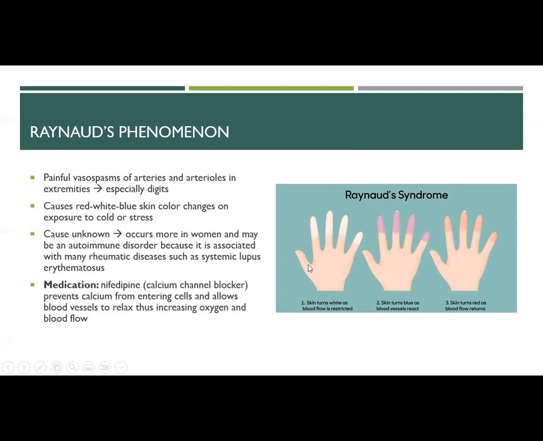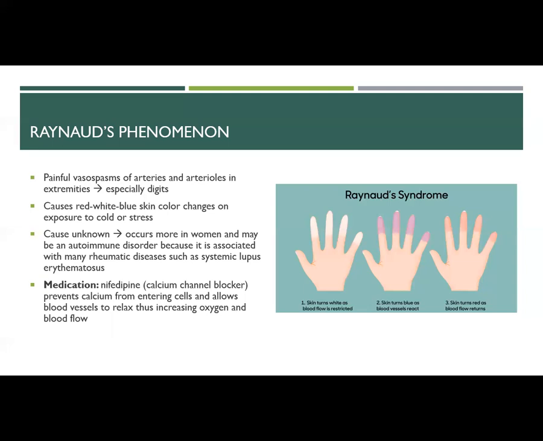So if they're very cold or very stressed, they'll have this Raynaud syndrome. The cause is unknown, but it does occur more in women and may be an autoimmune disorder because it's associated with things like rheumatoid arthritis and your lupus.